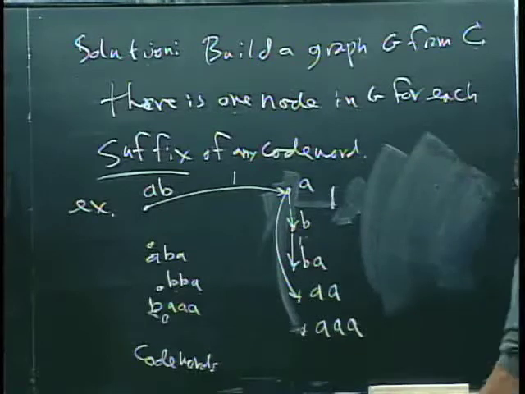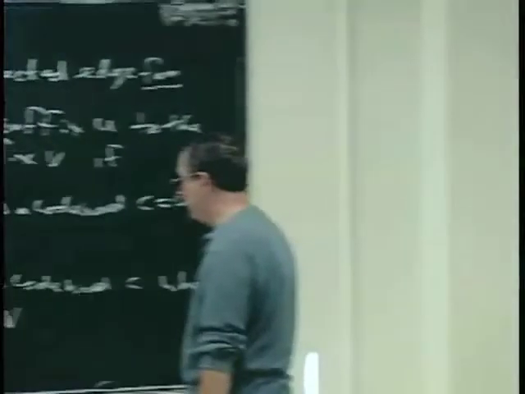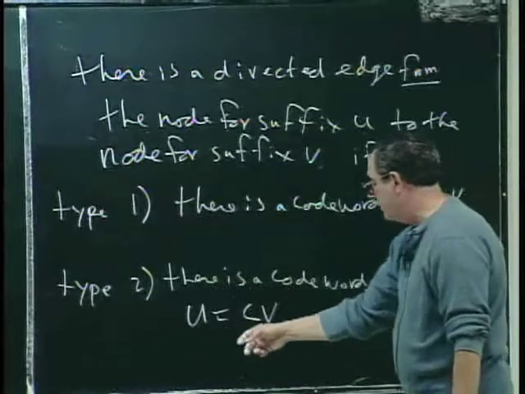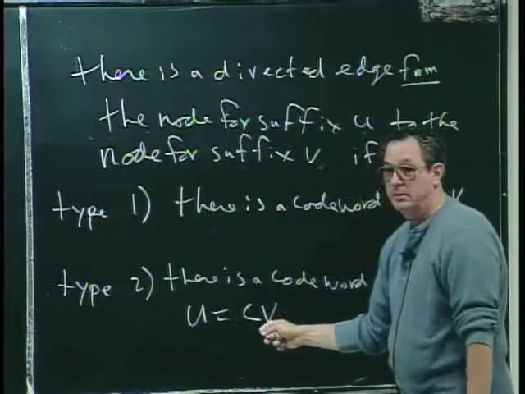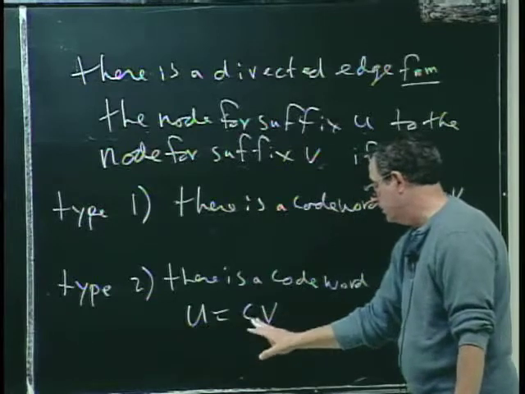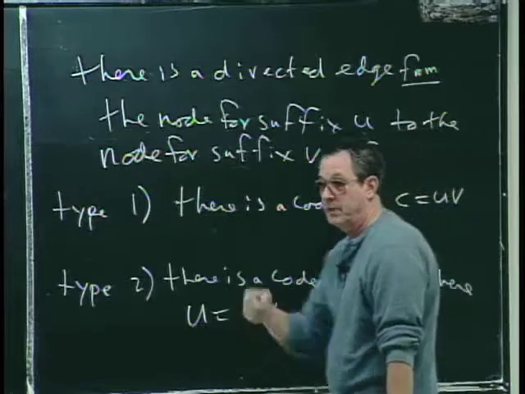Now let's look at type 2. Okay, this one, type 2, maybe is a little bit harder to get your head wrapped around. There should be an edge from U to V if it happens that U is equal to C followed by V, where C is a code word.